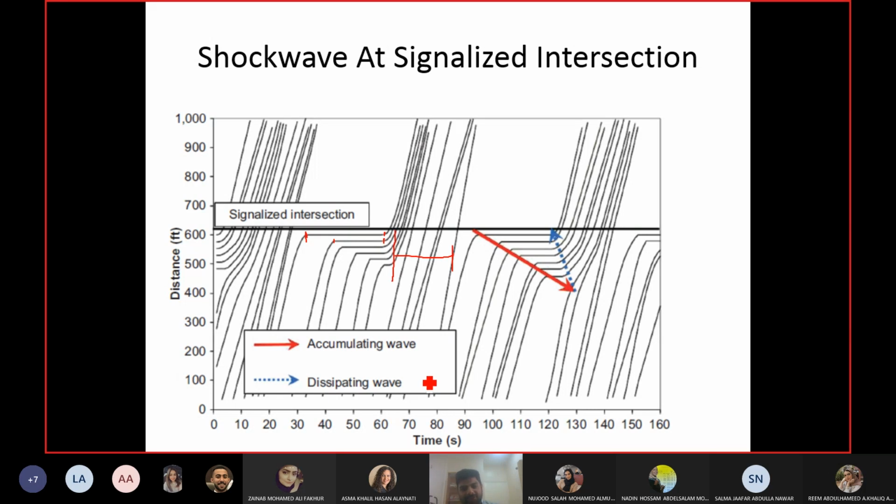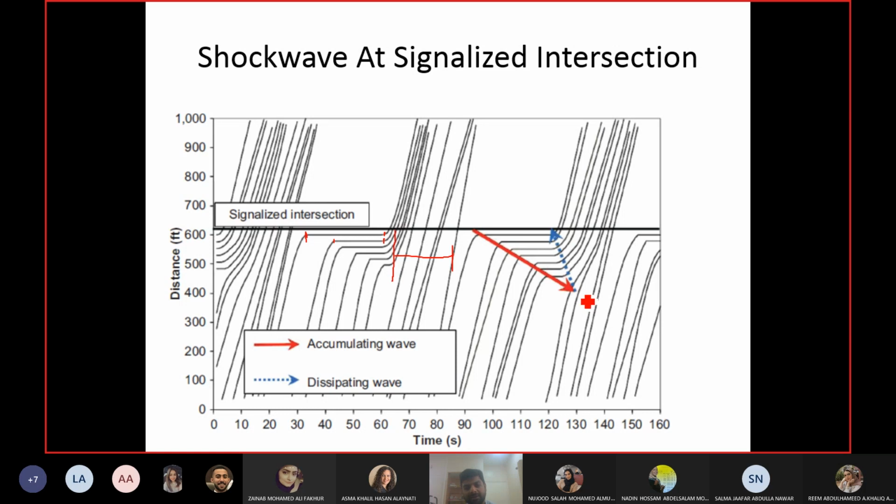So the queue is still at its position. The queue is still there. Okay, drivers are just getting uneasy and they are just trying to move 1 or 2 seconds here and there. It's not dissipation of shock wave, right? The signal is still red. Okay, when the signal will become green, you will see the whole queue moving till the last vehicle.